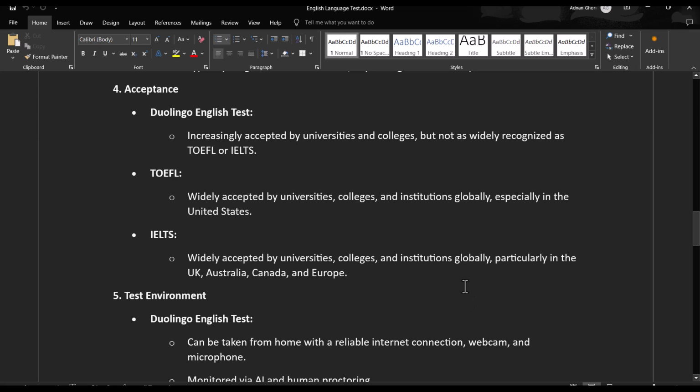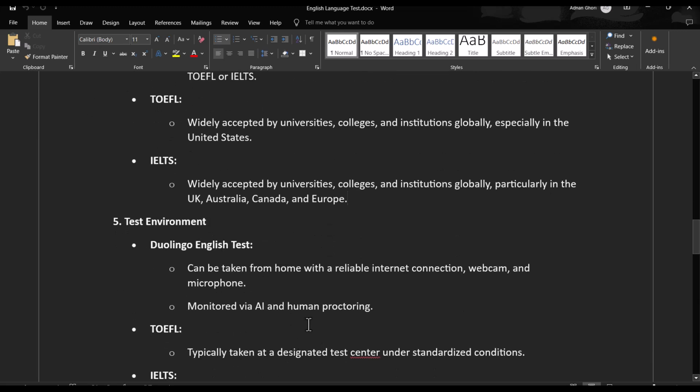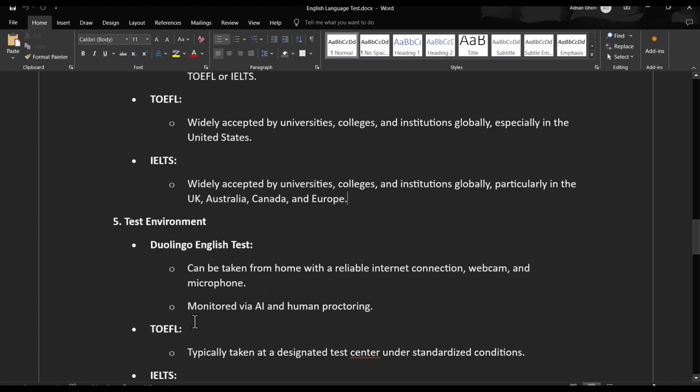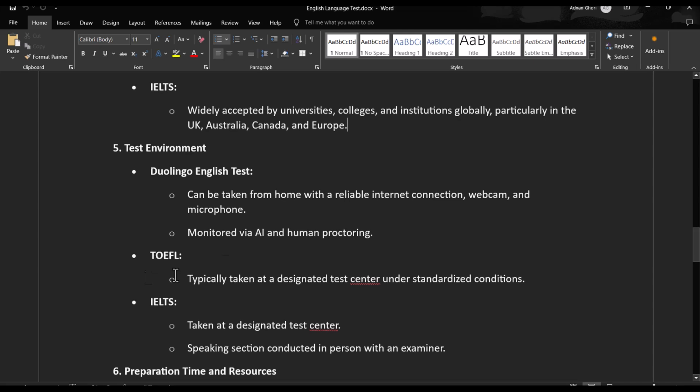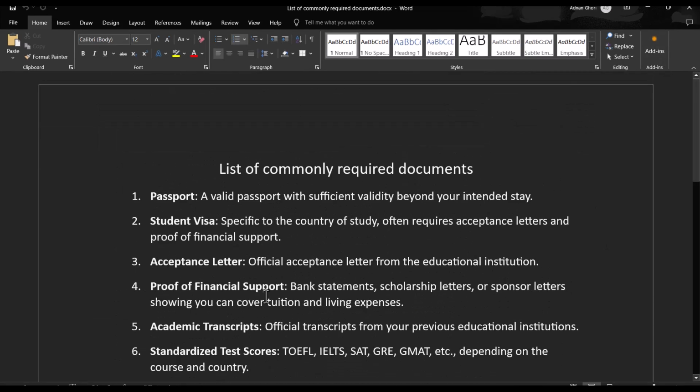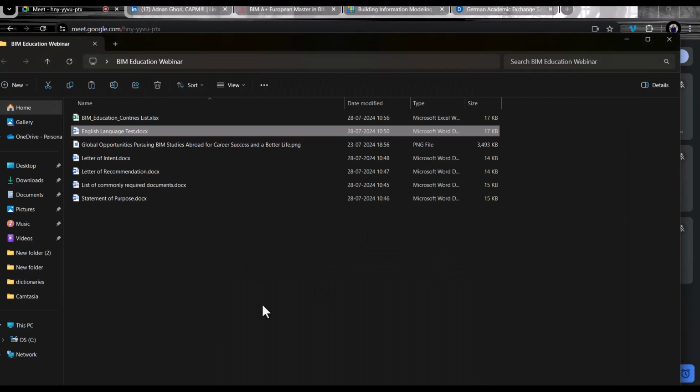If you are not worried about getting a scholarship, then forget about the language test. You can directly apply to some of the universities which don't even require these tests, so it becomes really easy for you to apply. I'll also be showing you some of the universities where you can apply without these tests. Some of the best universities where you can study BIM around the world. Test environment, I'll skip this part. So this is about the English test.